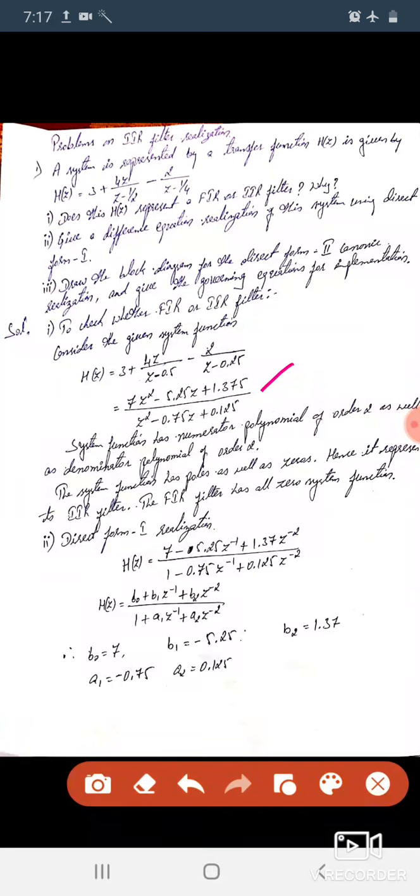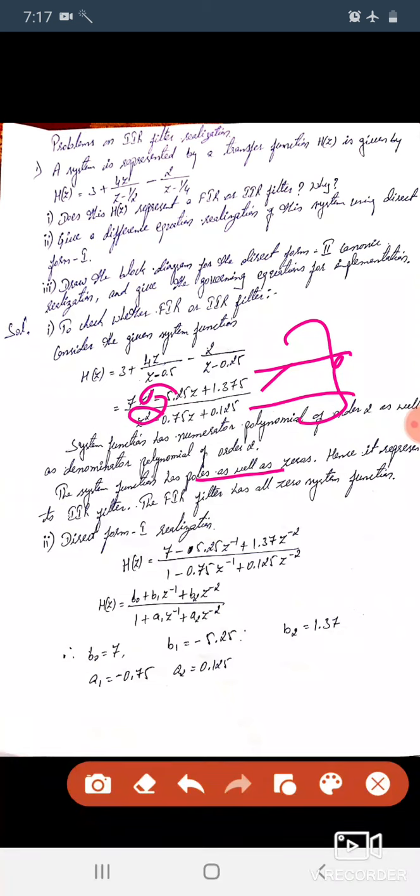Here the numerator and the denominator both have z power of 2 only. Both are equal. This means the system has poles as well as zeros. Zeros represent your numerator, poles represent your denominator. So hence the given transfer function is of an IIR filter.